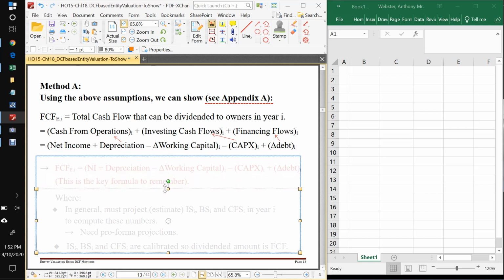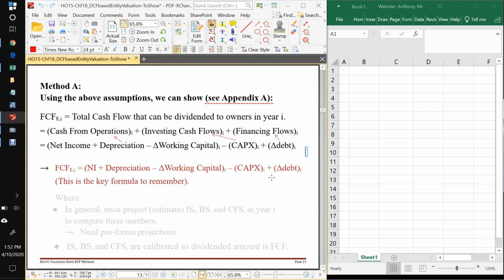So this is the key formula to remember. This is one to put down in your helper sheet, and remember that free cash flows to owners in year I are going to be net income plus depreciation minus changes in working capital in year I, minus any capital expenditures in year I. Remember, that's repairing our buildings, repairing our planes if we have planes, maybe buying new planes, that sort of thing, and any changes to debt in year I.